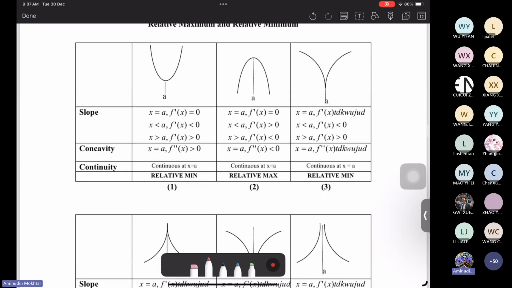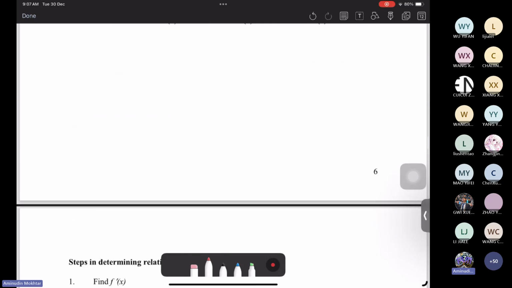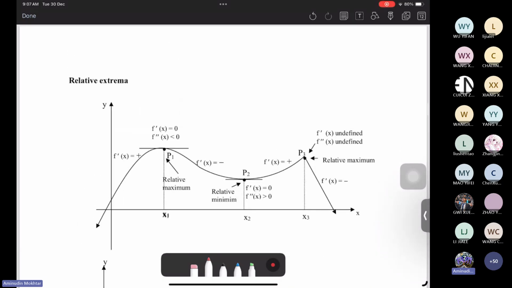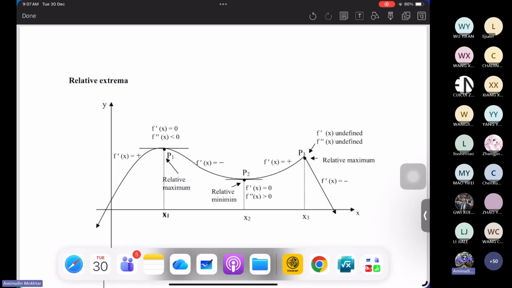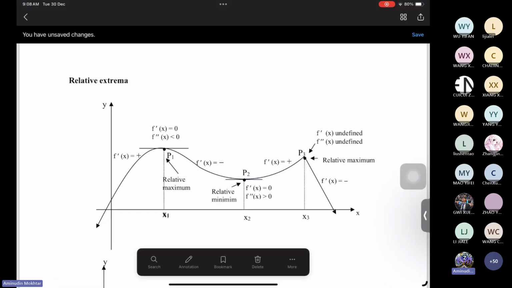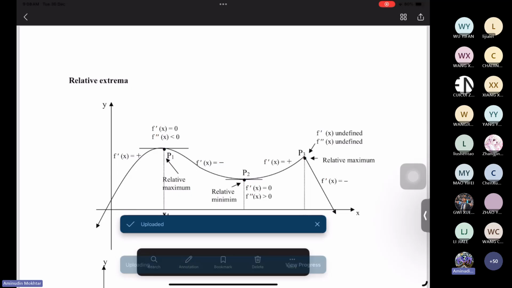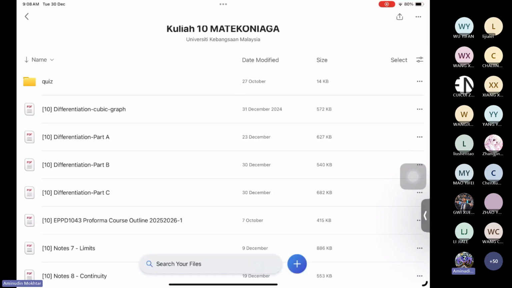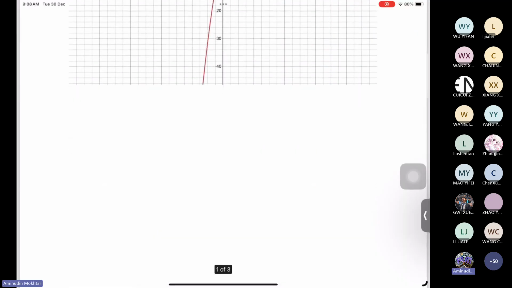Okay, I would like to explain this in general. Let's say I have one function here. Please refer to the additional file. I have the additional file here in UKM folio. You can refer to this file, the different cubic graphs.